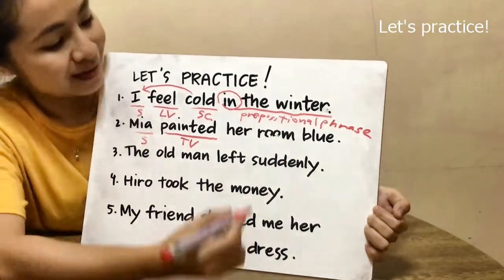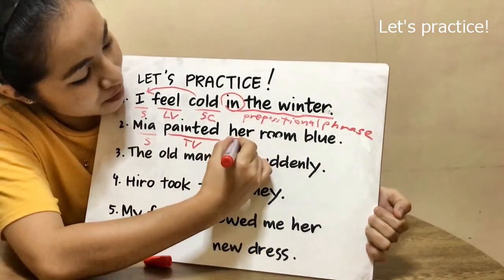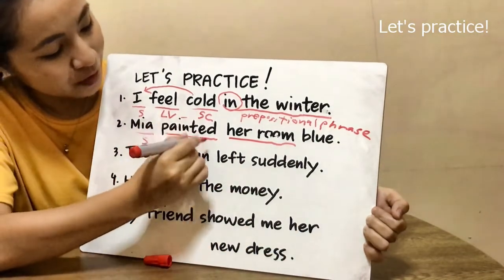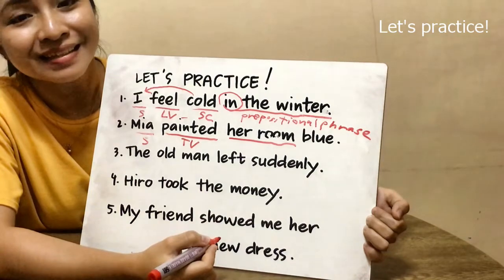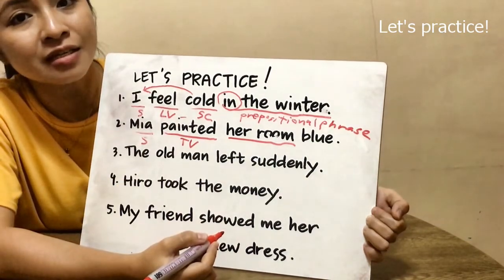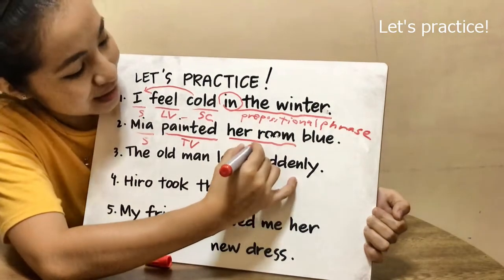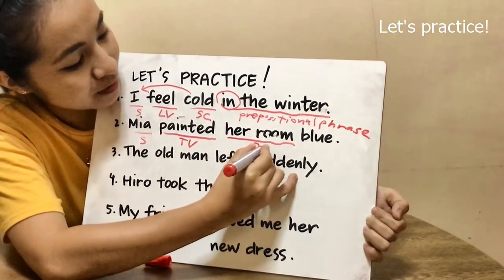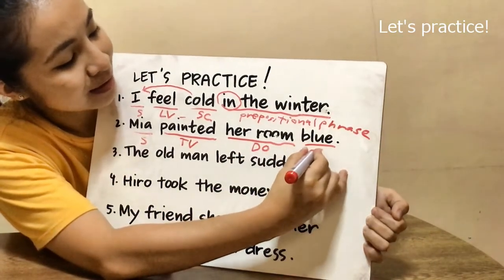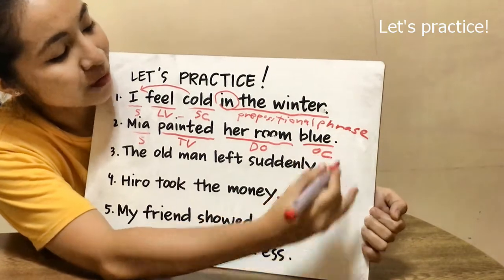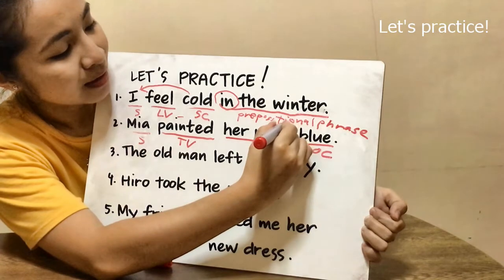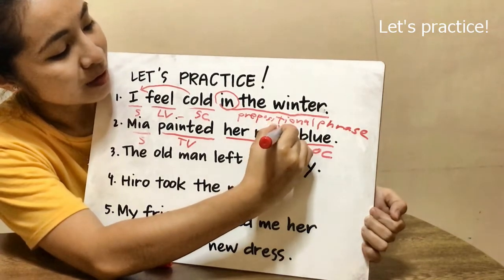And then we have her room. So again, the verb will give you a clue, right? So the verb paint belongs to the fifth pattern, S+TV+DO+OC. So it means this is your DO and this is your OC, or your object complement. So your OC describes your DO.